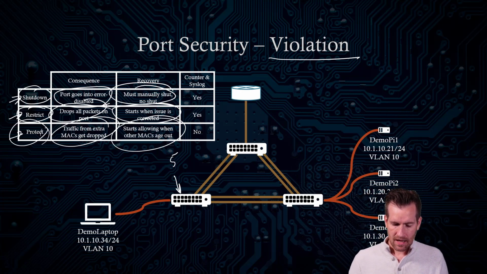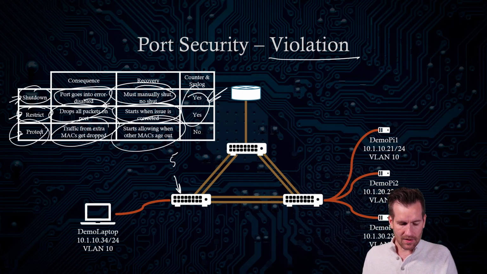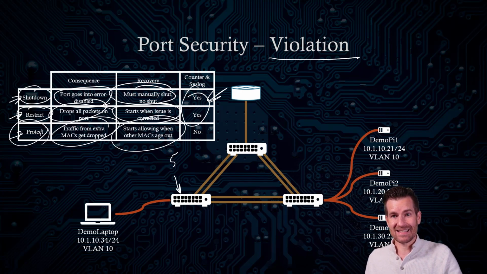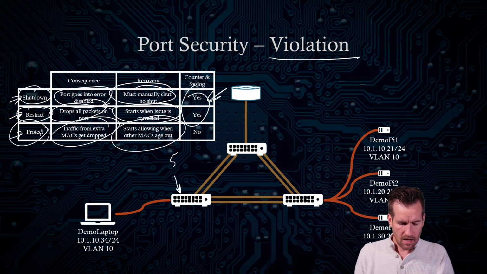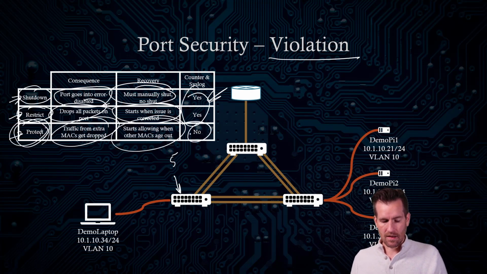Now with these, the counter gets incremented up. There's an error counter on here that gets incremented up on the shutdown and restrict and says send something to the syslog server, versus the protect is not going to do that. So that's the violation states that we have that we can select on each one of these ports.